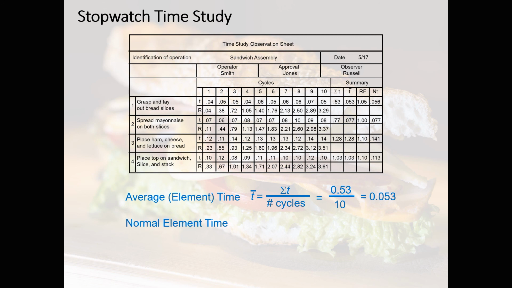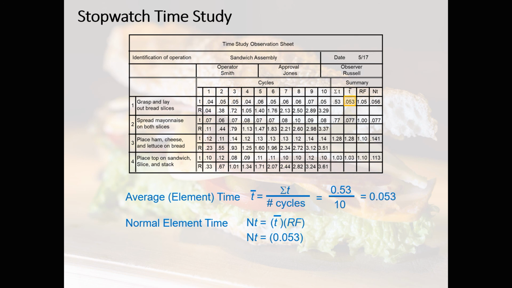Now let's look at the normal element time, or the normal time. So normal time is represented by an uppercase N and a lowercase t. So we have NT equals T bar, which is the average time, multiplied times the rate of the worker's performance. And the rate of the worker's performance is going to vary from element to element.